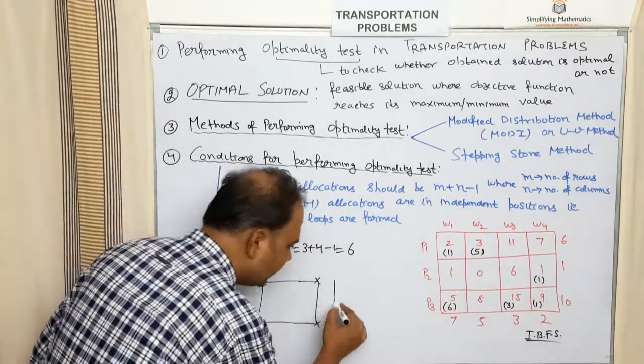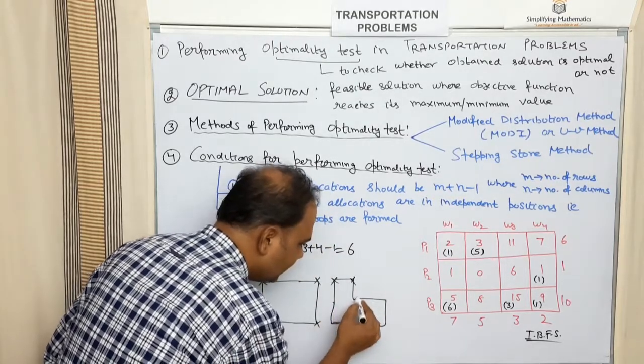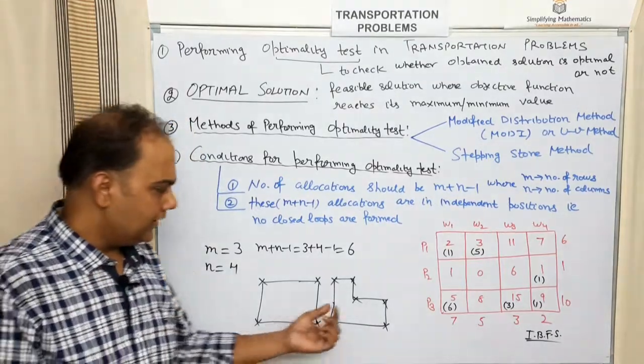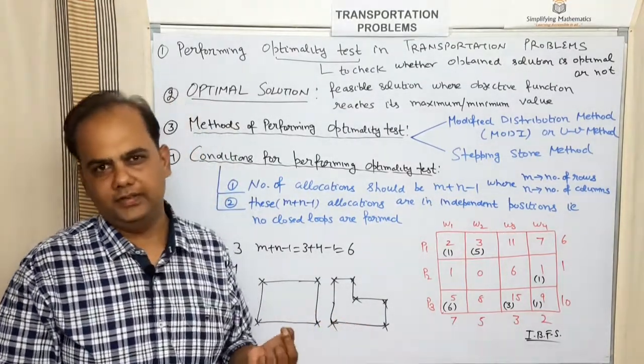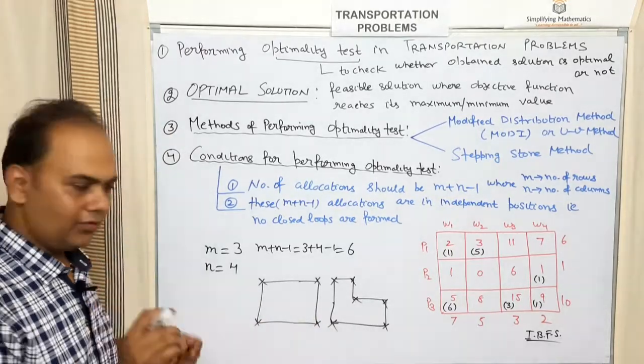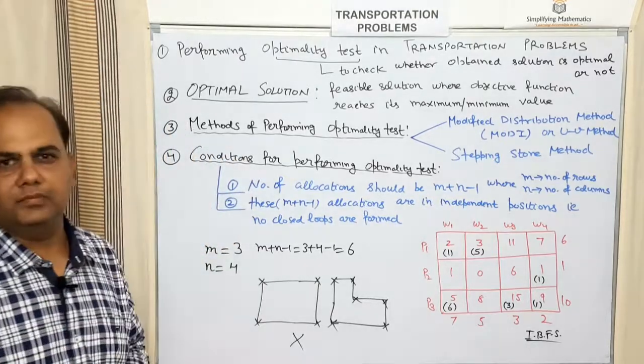Even the closed loop can be like this. So at the corners of this loop the allocation should not be there. So you have to check this. If there are allocations at the corners, means what? They are forming a closed loop, then you cannot perform the optimality test.